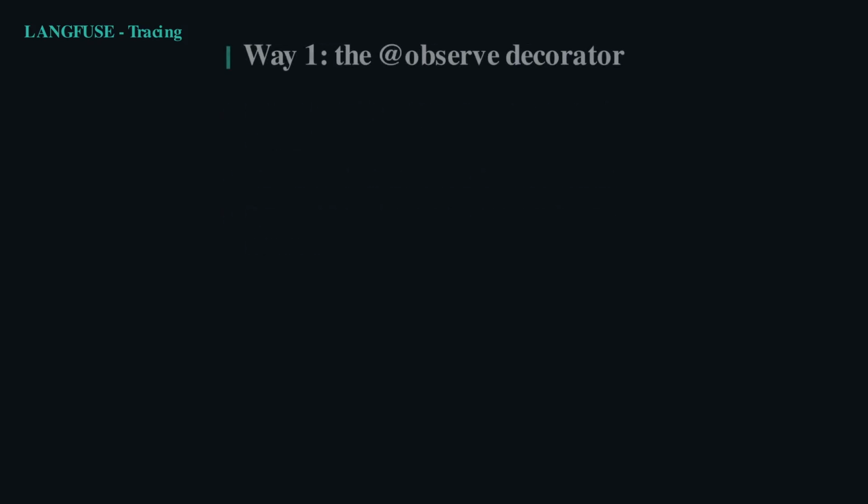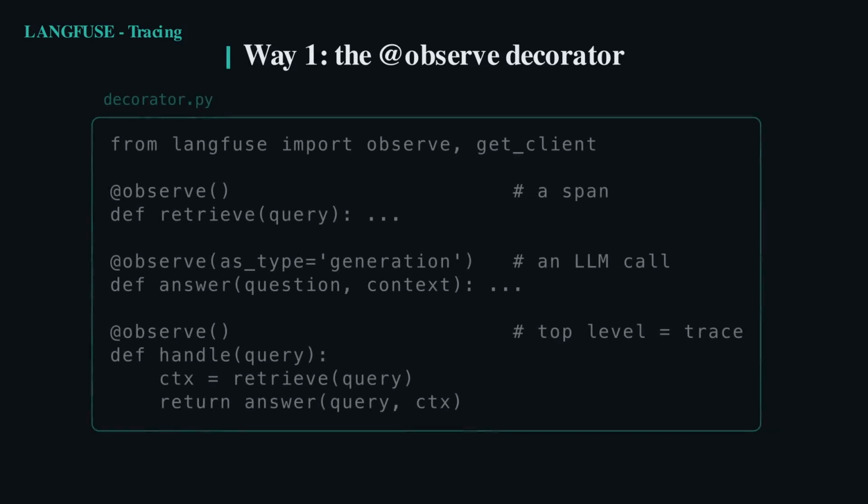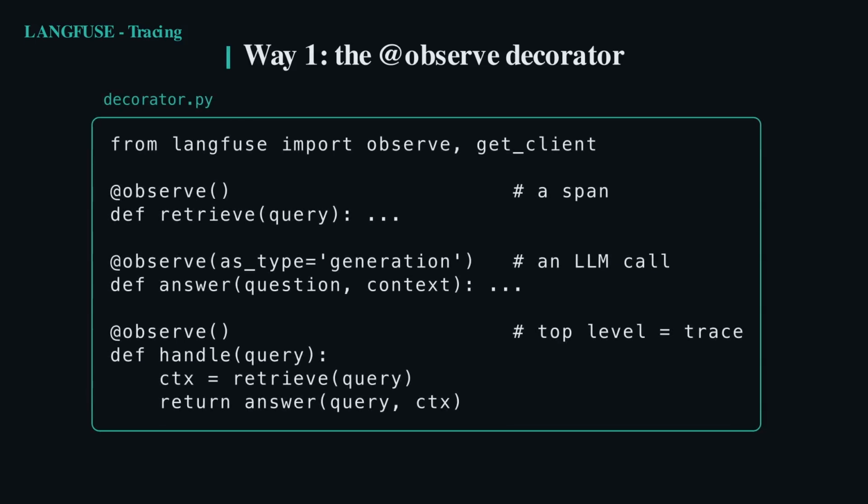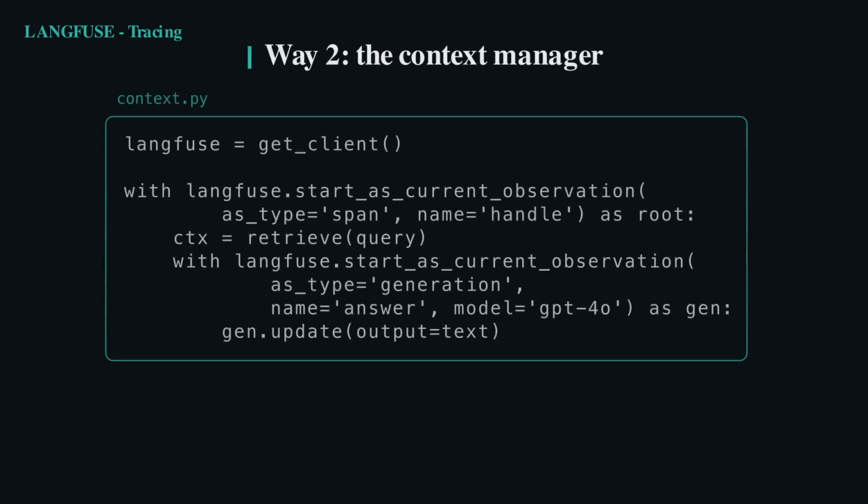The easiest way in is one decorator. Decorate the top function and it becomes the trace. Nested calls become child spans and generations with no manual wiring at all. When you need finer control, use the context manager. A with block sets the active observation for its duration. Anything inside nests under it, same tree, more precision.